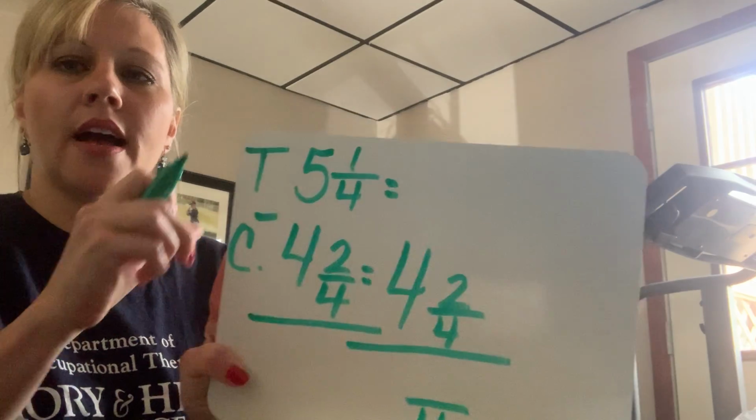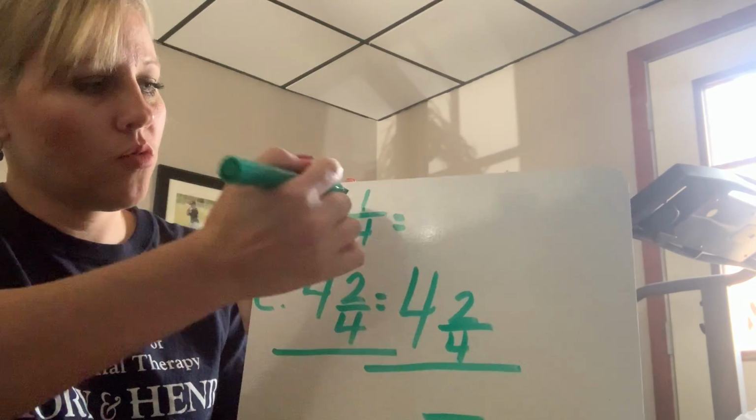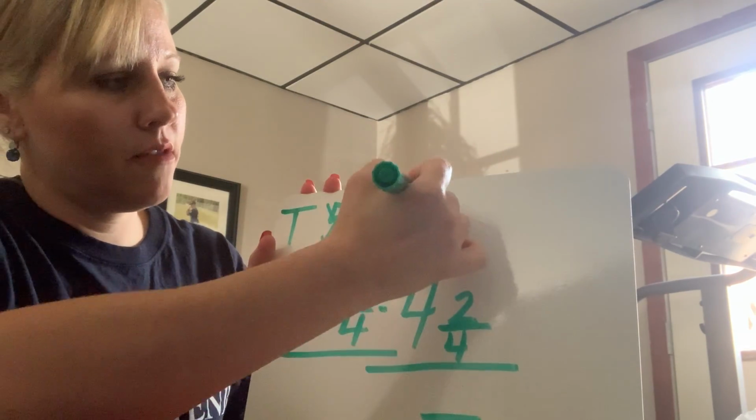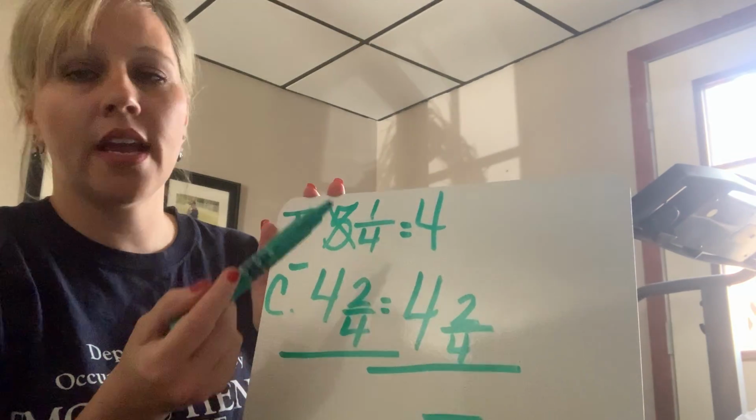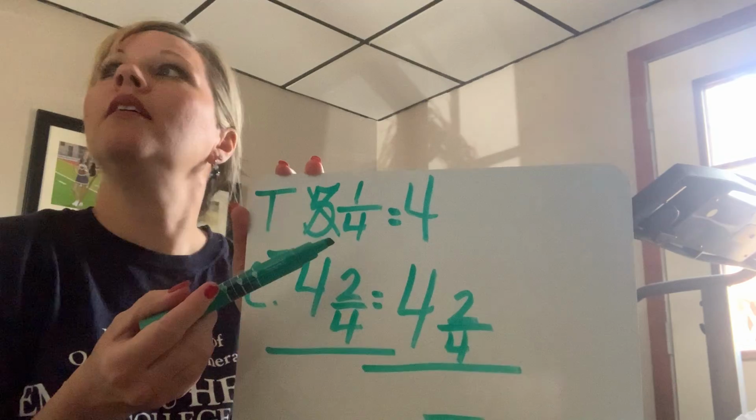Okay? It does not change. So I have to take 1 from the whole. 1 from the whole becomes 4. I have to put my numerator into my denominator.